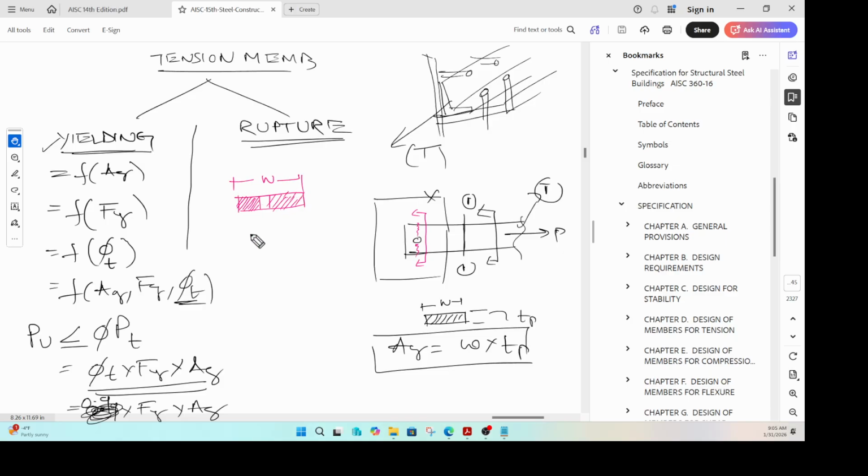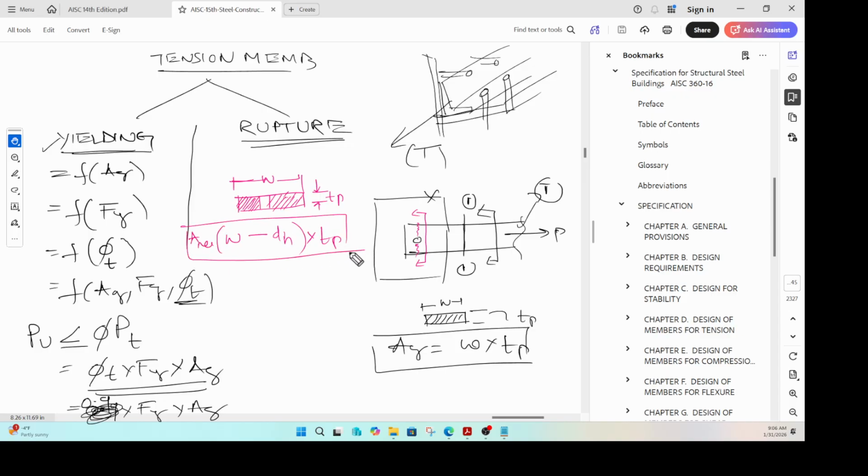If this is the width of the plate, from the width of the plate you need to subtract the size of the hole. We'll talk about how the hole size can be calculated. It's not just the diameter of the bolt; it is the nominal diameter of the bolt plus a certain number. We'll add a 16th of an inch, but we'll talk about that in detail later. For now, assume that you know the width and the diameter of the hole. W minus the diameter of the hole, times the thickness of the plate, Tp, will give you your A net.